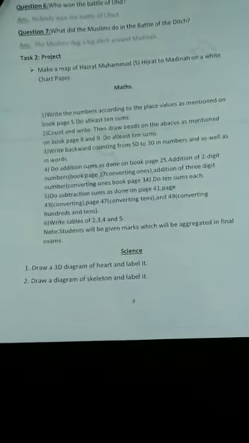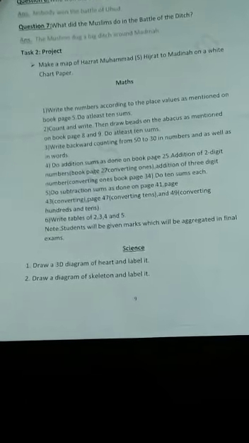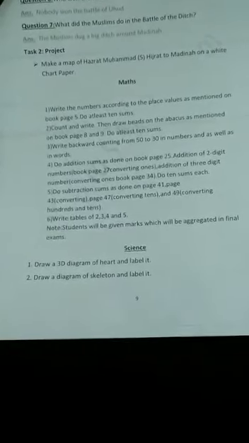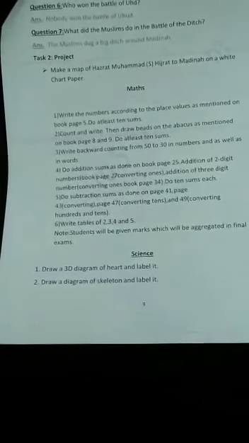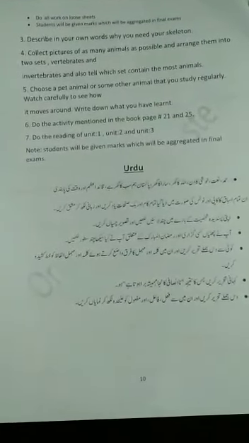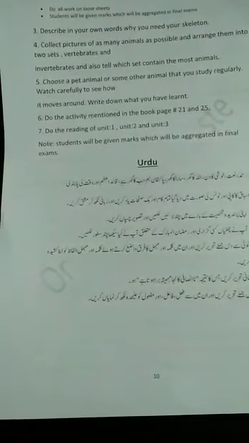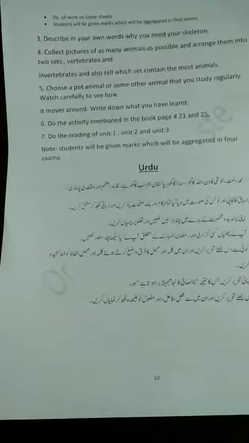And then next is of science. Science question number 1 is kids have to draw a 3D diagram of a heart and label it. And the second question is they have to draw a diagram of a skeleton and they will label, for example, ribs and then head, then joints, and these things they will label. And question number 3 is they will describe in their own words why we need our skeleton, why it is important and why we need it.